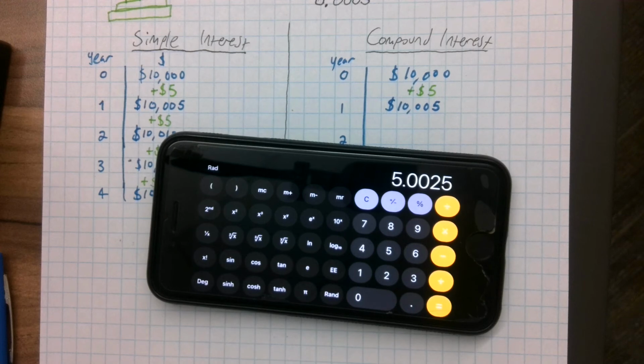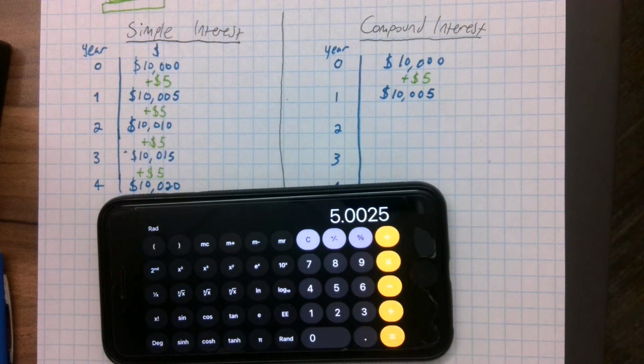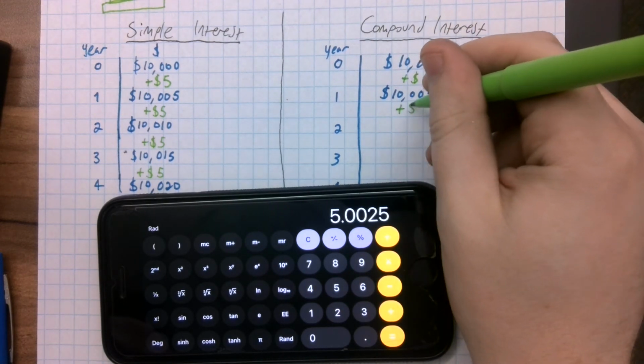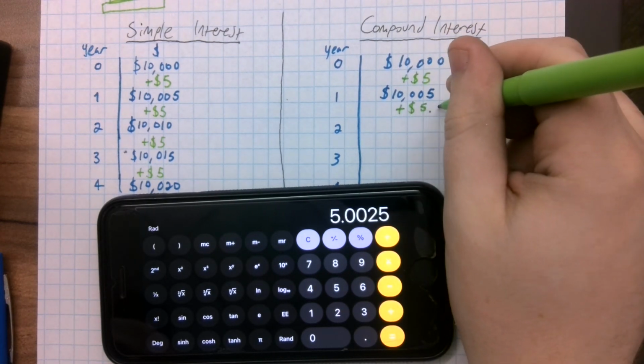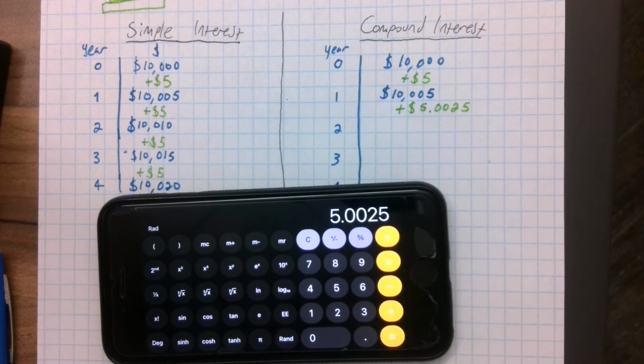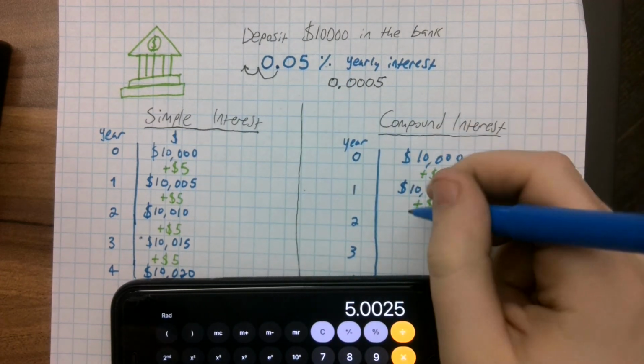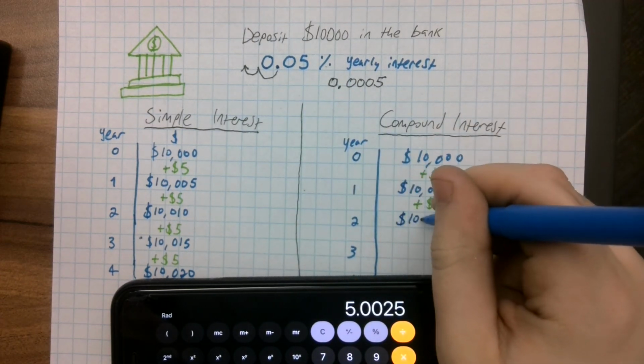In this case, we're making $5.0025. Still $5. Nothing too special here. The difference is, we're technically making a little bit more. Of course, we don't actually make 0.0025 of a dollar. That'd be like a quarter of a penny. So it's not much when your interest rate is this low. And in fact, I chose a really bad example because this is a really low interest rate.